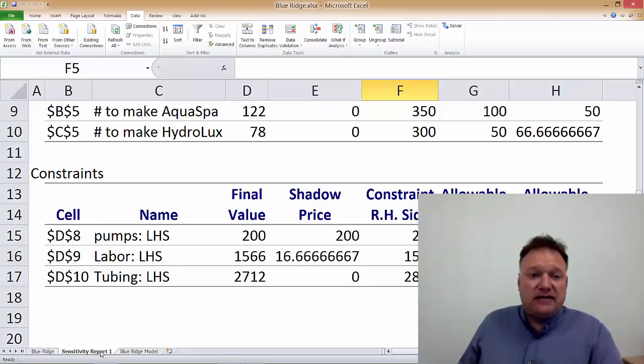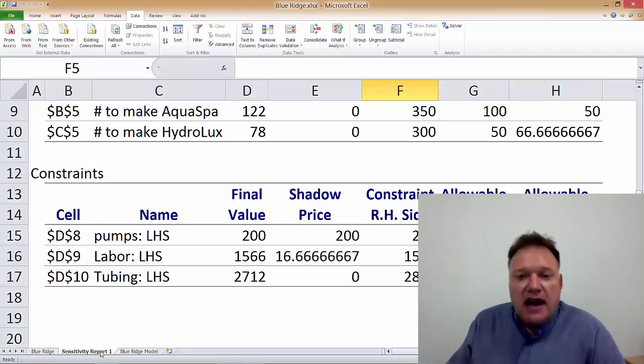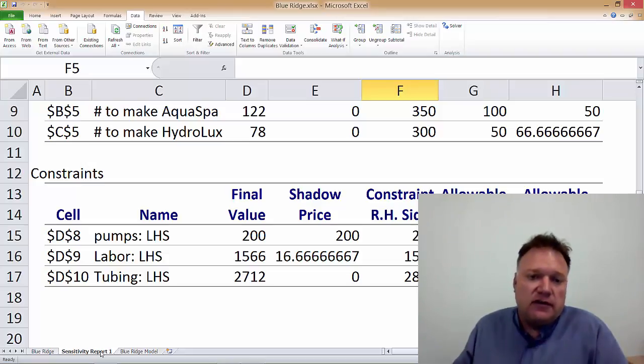Tubing has a shadow price of 0. What that tells me is I can get as many additional feet as I want, and it won't change the profit at all. So originally, if you look at the right-hand side, I had 2,880 feet of tubing, and for this solution, I only used 2,712. So I didn't even use all the tubing I had, so I can get infinity tubing. That's what this 1E+30 represents, is basically infinity.